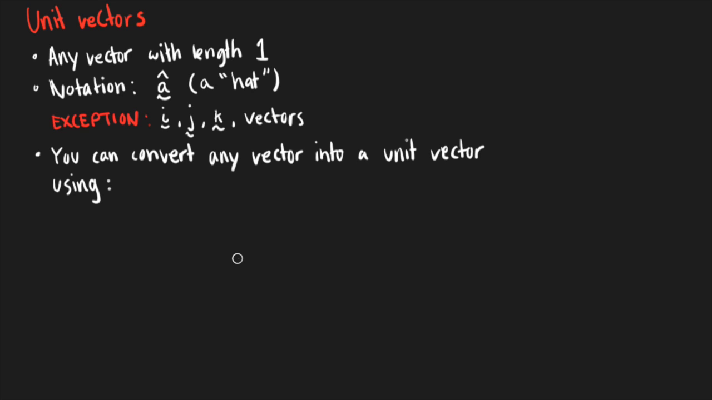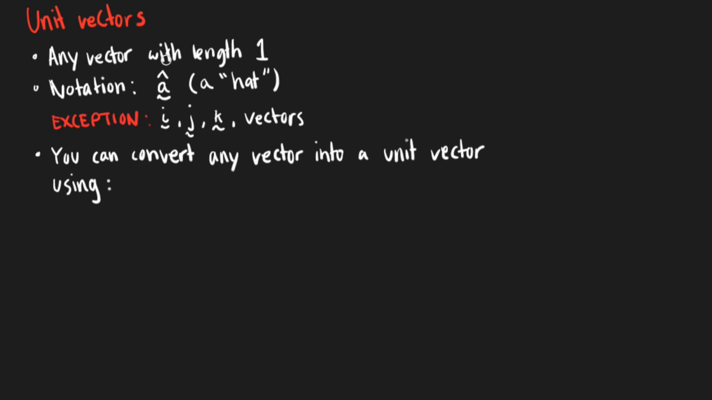In this video, we're going to be talking about unit vectors. A unit vector is just the name given to any vector which has a length of 1, so a length or a magnitude of 1. The notation you use to represent such a vector is your regular vector notation with a little hat on top. There's no technical term for that. It's just called a hat.